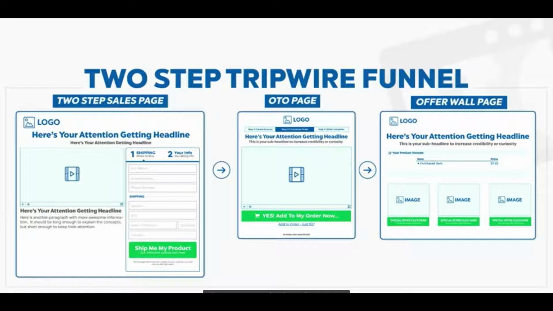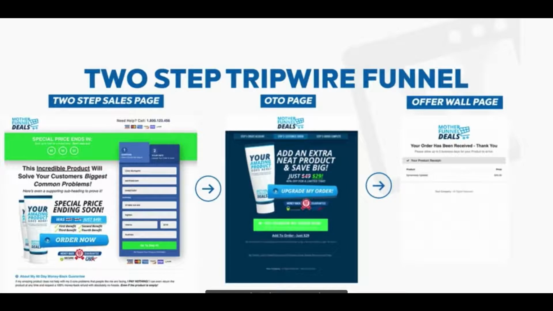They just click a button, it'll bill their card again, and then they're taken to a thank you page or an offer wall page where you thank them for their order, you give them access to it, and then you can push them to other funnels and other products and services if you have them as well. So that's kind of the layout of what the page looks like. If you were to plug in an actual template, it may look something kind of like this. So that's what a basic two-step Tripwire funnel looks like.